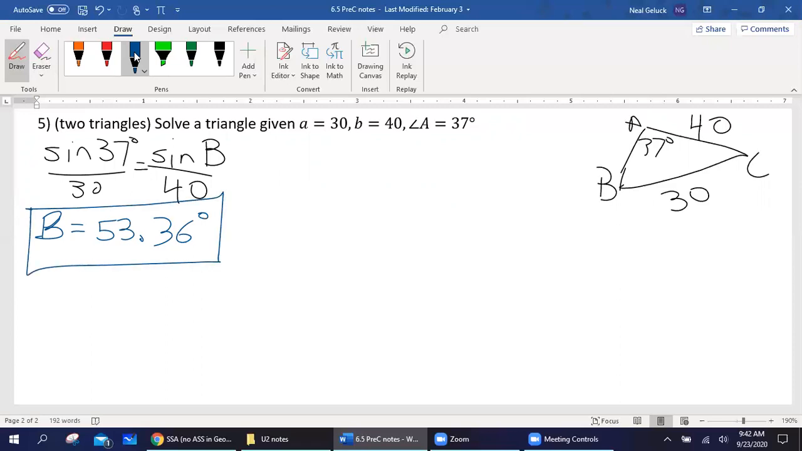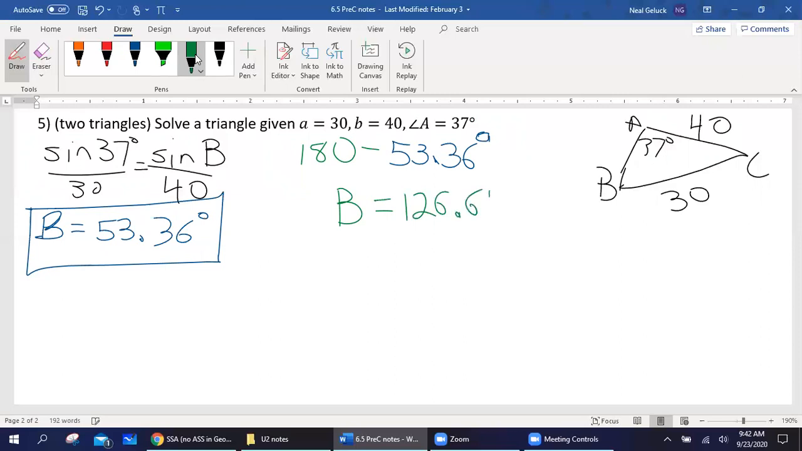Now, obviously, this is two triangles because I told you it was, but we usually wouldn't know that. So now I have to test the other option. So again, the other angle B is 180 minus the first angle that I found for it. If I run those numbers, I will get the other option for angle B to be 126.64 degrees. Now, this one is feasible because 126.64 plus 37 does not put me over 180. That means, yes, there is another option.